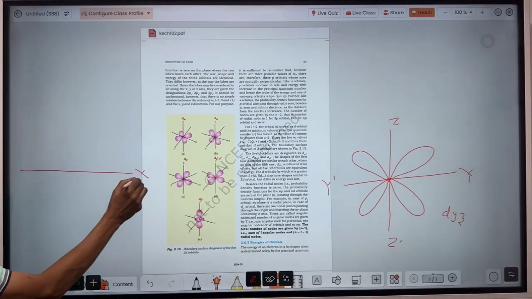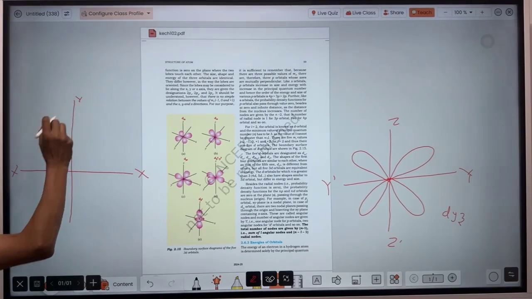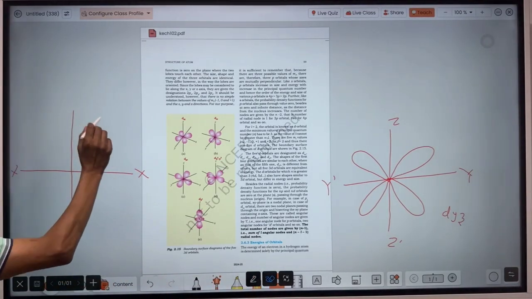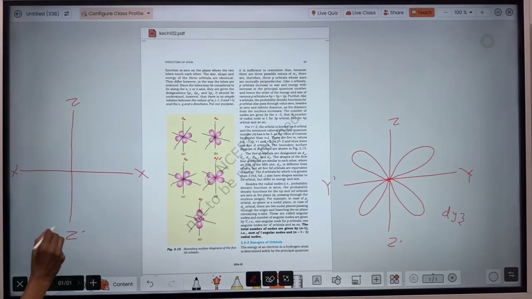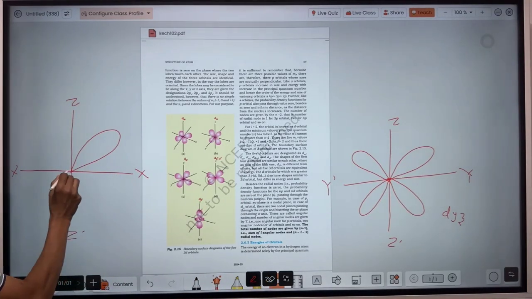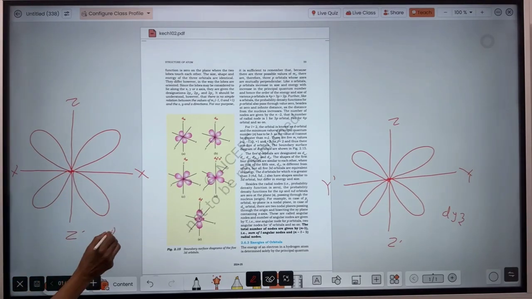In dxz, it is x-axis, so x dash, it will be y-axis or z-axis. So here z and z dash. One lobe will be along this and another lobe will be along this. So it is for dxz.